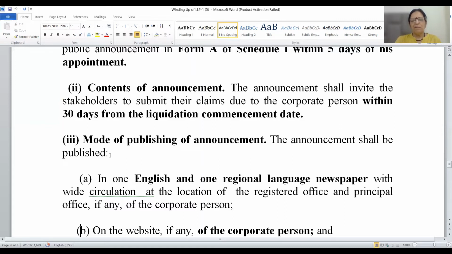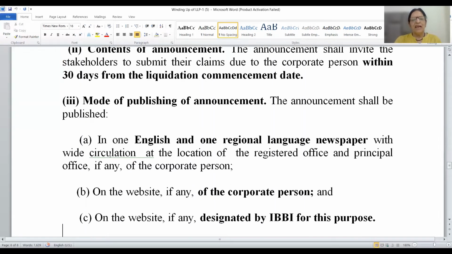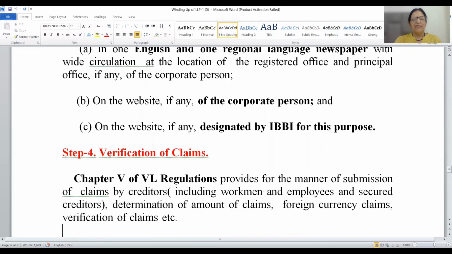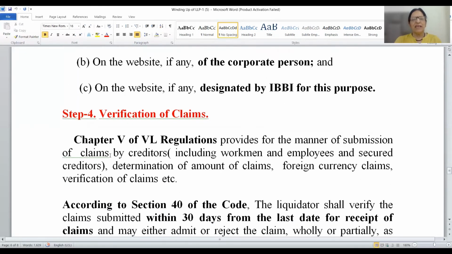If there is any principal office also, then at that place also the announcement has to be published. It also has to be published on the website of the corporate person, meaning the LLP. It has also to be published on the website, if any website has been designated by the IBBI for this purpose. The next one is verification of claims.